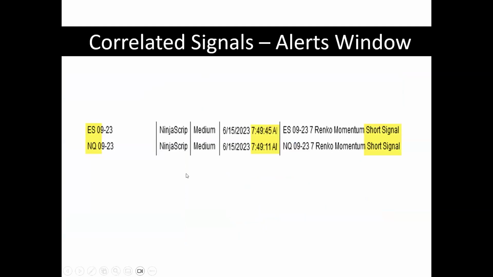We also have our alerts window. With NinjaTrader, you run the alerts window, and our system will generate these signals for you. Here you can see I had a short signal on the E-mini and NASDAQ. In this particular case, they both occurred at 7:49, one at 7:49 and 45 seconds, one at 7:49 and 11 seconds, so within just a matter of a few seconds of each other.